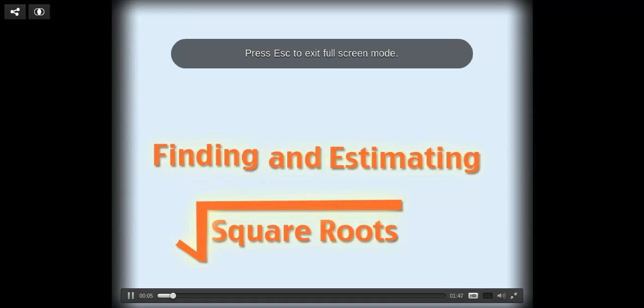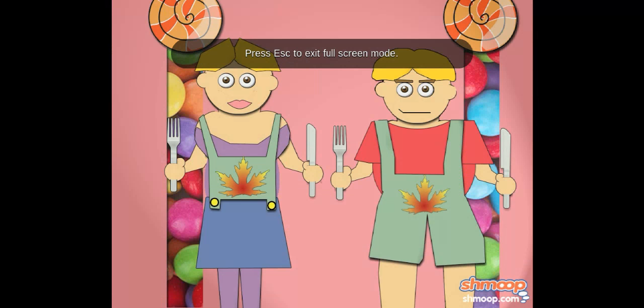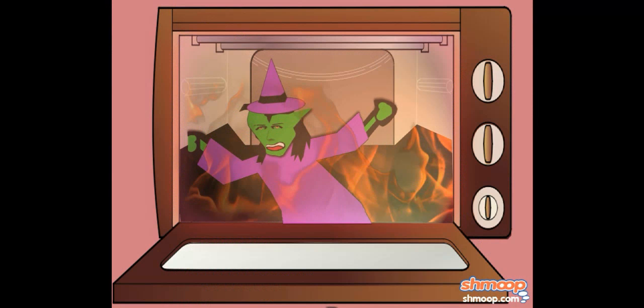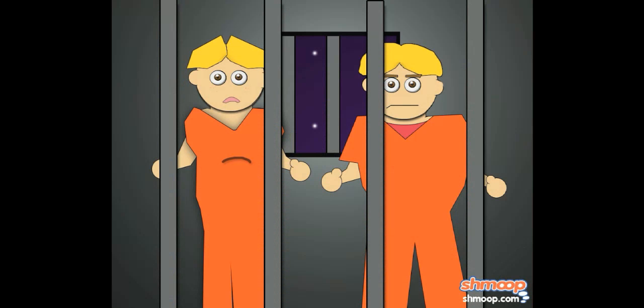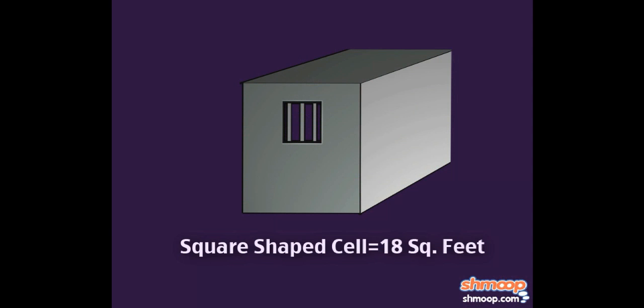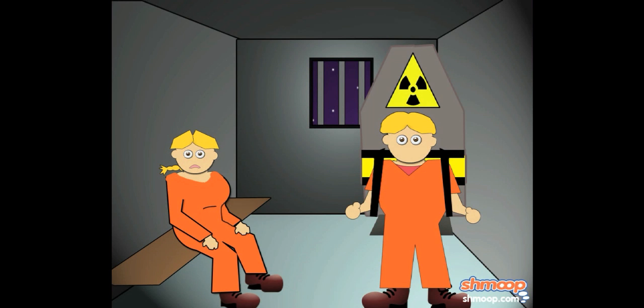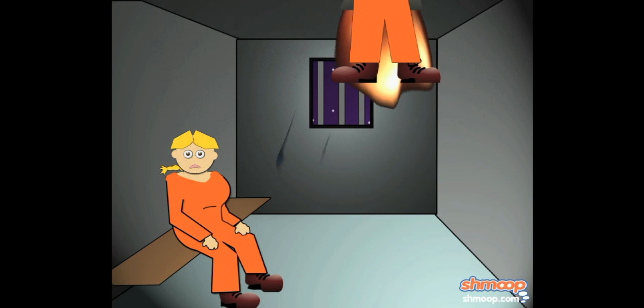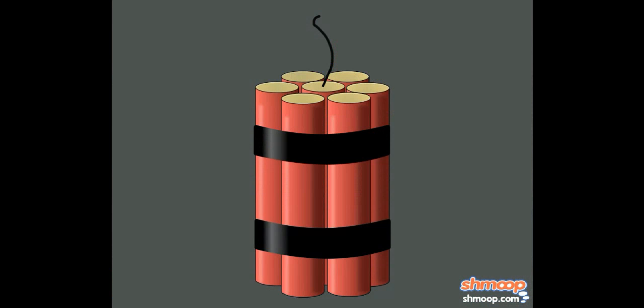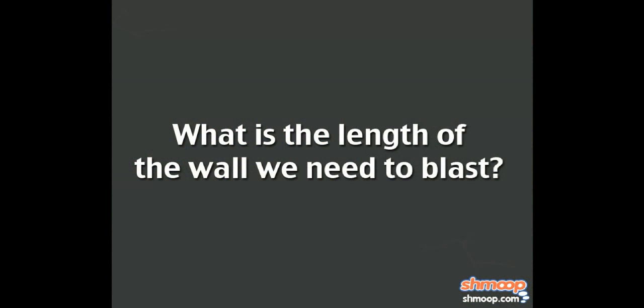Finding and estimating square roots. Hansel and Gretel, cooking that witch in self-defense. Little did they know she had security cameras. Hansel and Gretel's square-shaped cell is just 18 square feet, but these jailbirds have a plan to fly the coop. So that was the first plan. Their second plan is dynamite. And you estimate the length of the wall they'll need to blast.